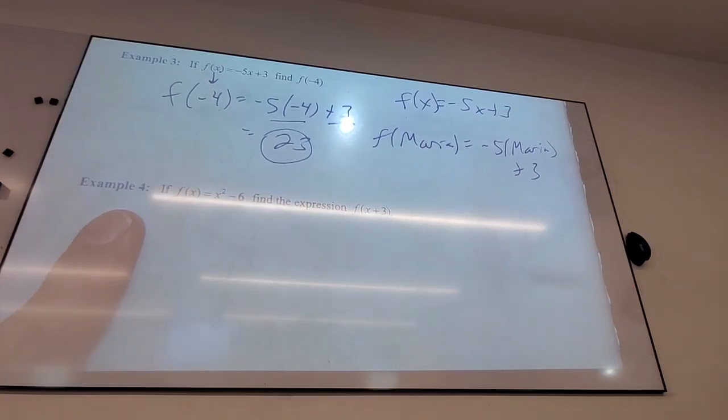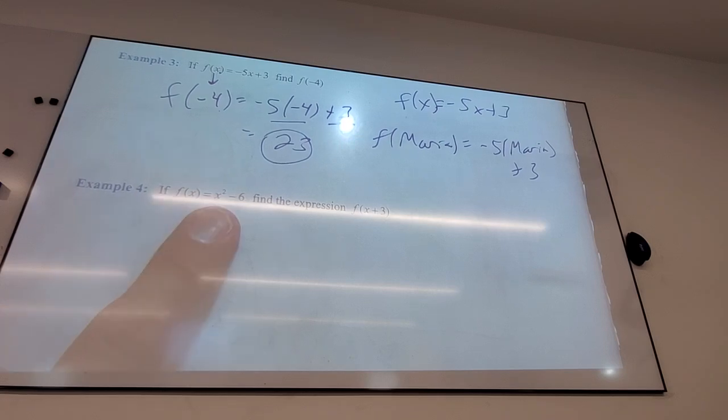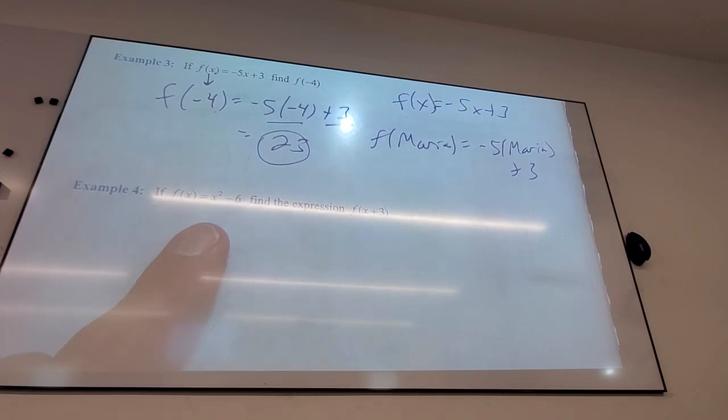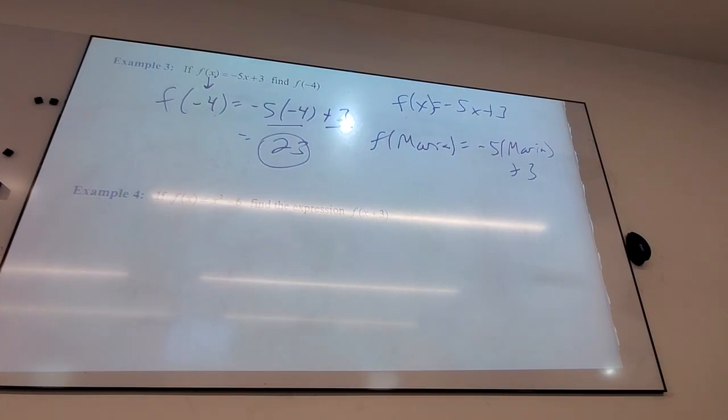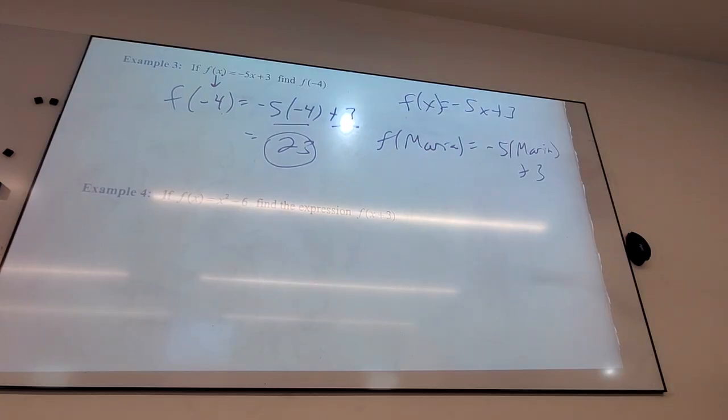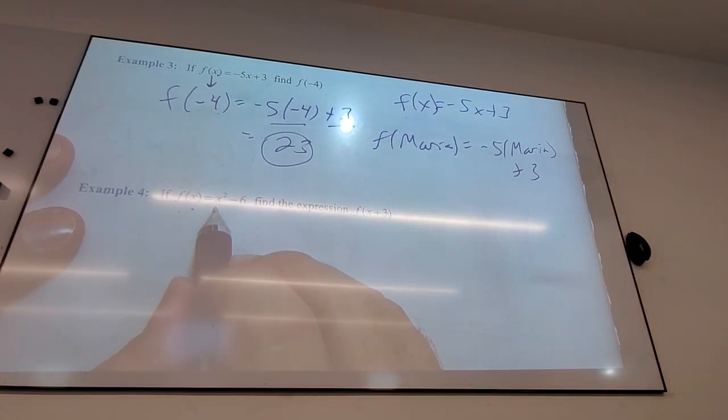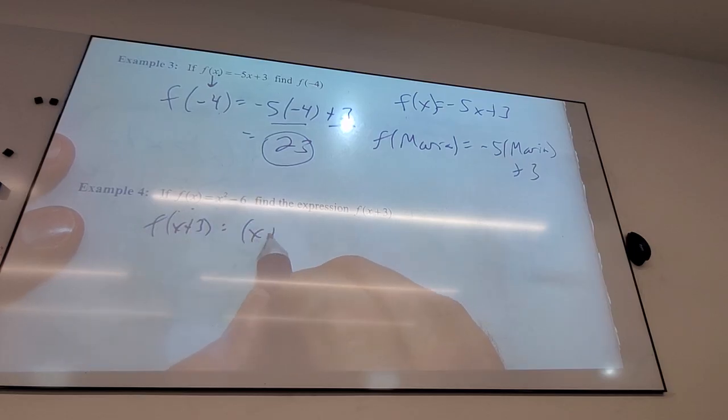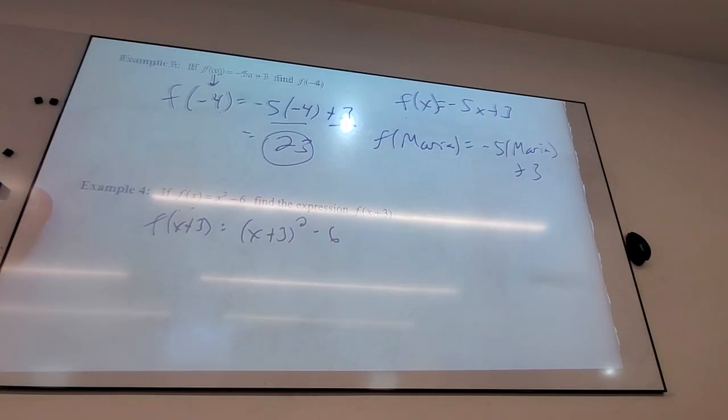So now look at example 4. A little bit weird. I'm not trying to shove a whole person into the function. What am I going to replace x with? X plus 3. Yes! So if f of x is x squared minus 6, f of x plus 3 is x plus 3 squared minus 6.